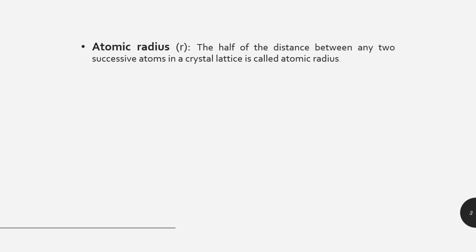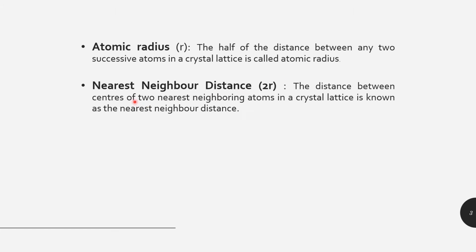First is the atomic radius, r. Half of the distance between any two successive atoms in a crystal lattice is called the atomic radius. Nearest neighboring distance, that is 2r. The distance between the centers of two nearest neighboring atoms in a crystal lattice is known as the nearest neighboring distance.